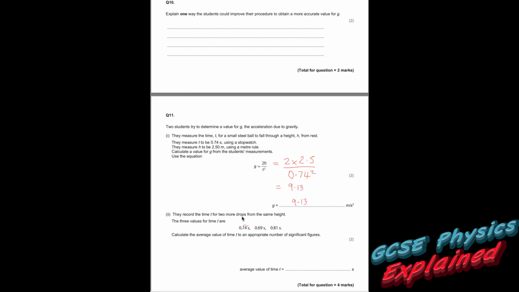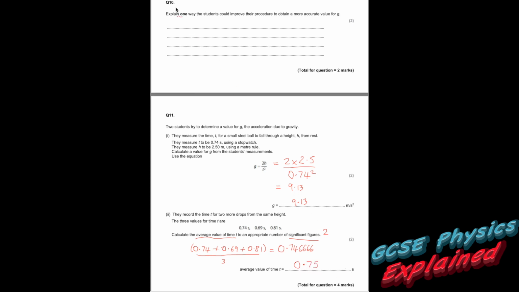They record the time t for 2 more drops from the same height. The 3 values for time t are that, and that. Calculate the average value of time t to an appropriate number of significant figures. Right, well they've used 2 significant figures, so we'll do it to 2 significant figures as well. To get the average, just add that, and that, and divide it by 3. Do any of them look like an anomaly, so I've got to leave it out? Nah, they look fair enough. So that's 0.746 recurring. And we'll do it to 2 significant figures, so that's 0.75.